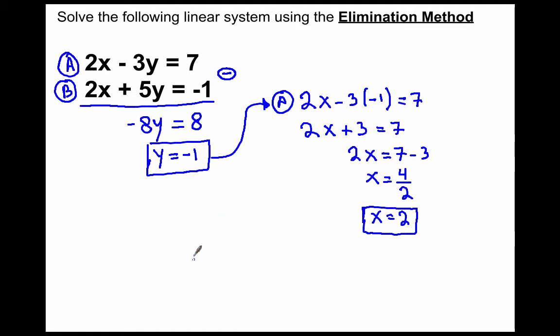Alright, so I need to state the final answer. So therefore, the point of intersection is, we go alphabetical, so it's x and y, 2, comma, minus 1. And that is our final answer.